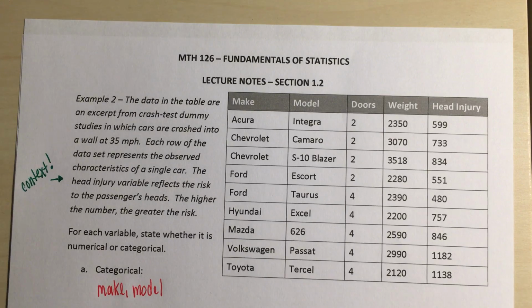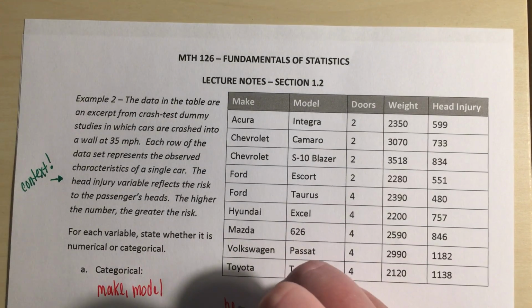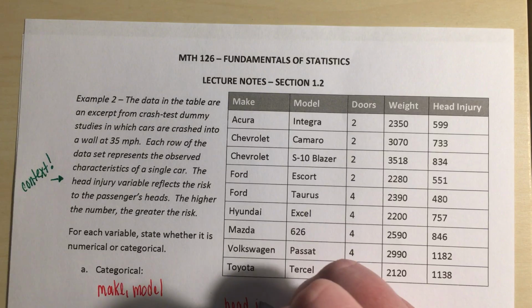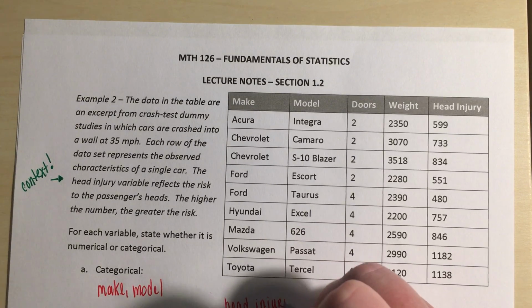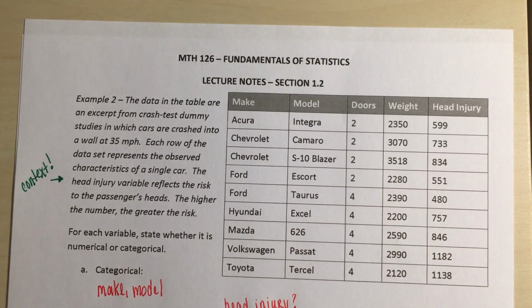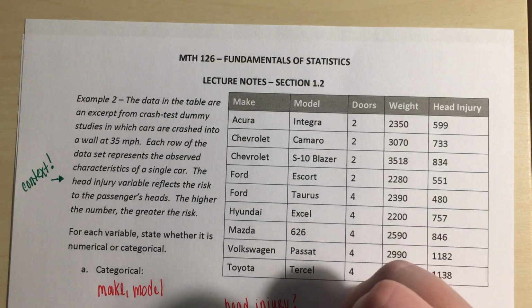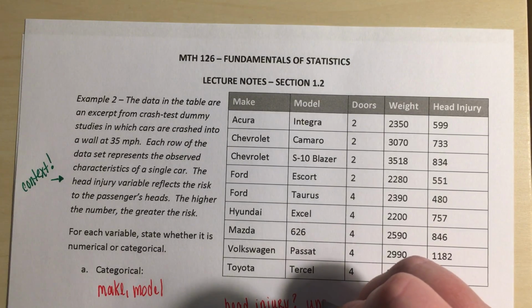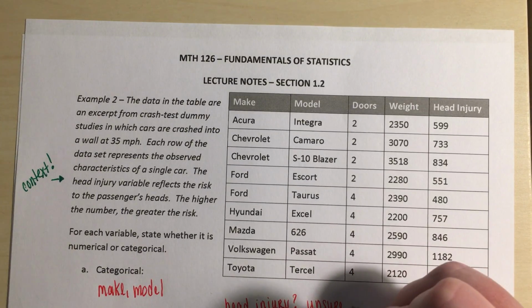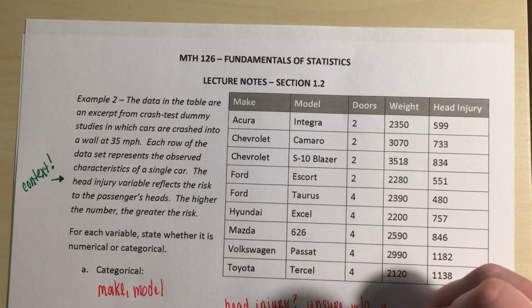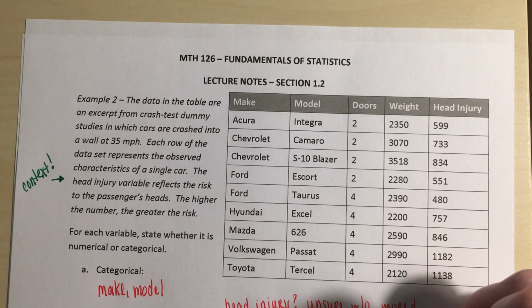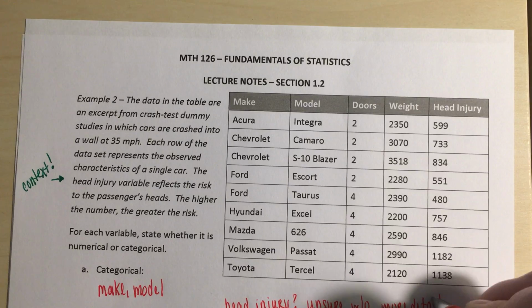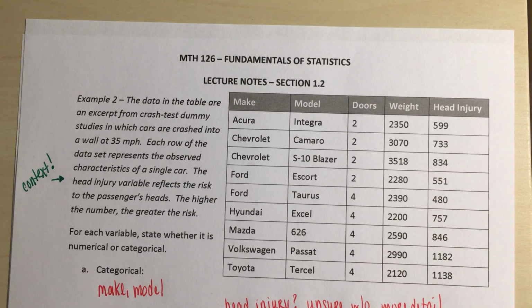Right? Now, as far as this example goes, with our head injury category, we're given some context, but we're not given a bunch of information. So we're just going to say as far as our head injury category, we are unsure without more detail. So in order to determine whether this is something that's going to be categorical or numerical, we might want to do a little bit of further investigation before we get there.